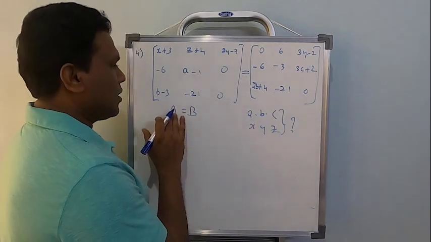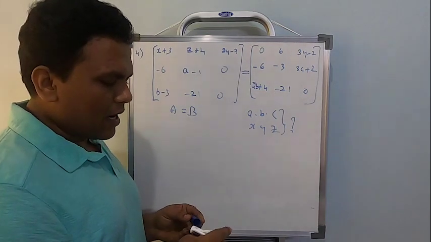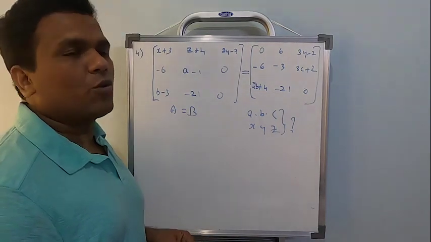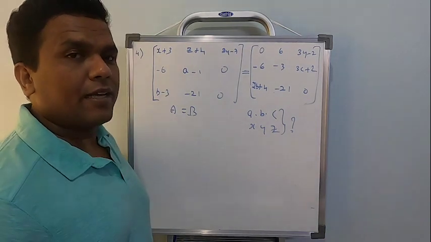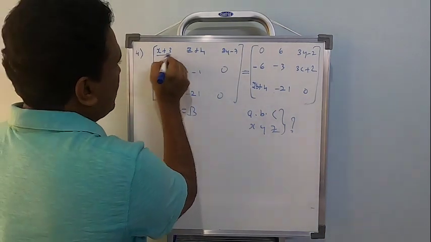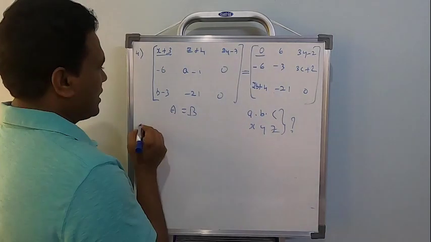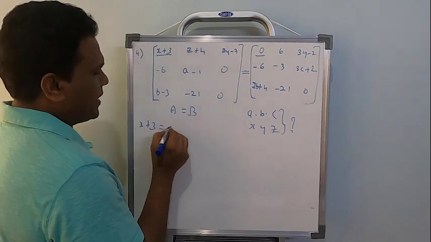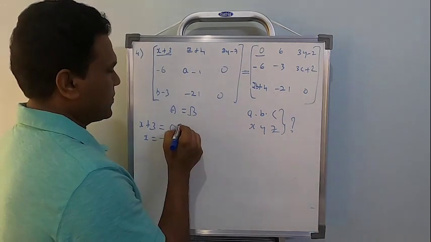The next thing, now when we say orders are equal, how do we compare or equate two matrices? Two matrices are equal if the corresponding elements are equal. Corresponding element, first row first element here is equal to first row first element on the right side. Now that means x plus 3 should be equal to 0. Solve it, x equal to minus 3. One value is clear. Now the next.